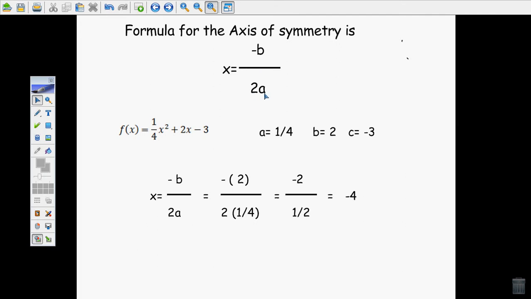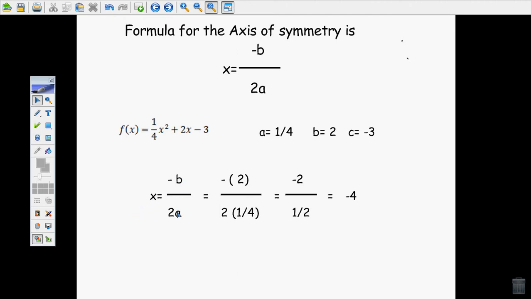And so you're going to use your a, b, and c again. Here's your a, remember, was 1/4. b was 2, and c was -3. So I always go ahead and just label a, b, and c. Then I'm going to use this formula, and I'm going to take the values from my quadratic equation and substitute them into the formula for the axis of symmetry of x is equal to -b over 2a.